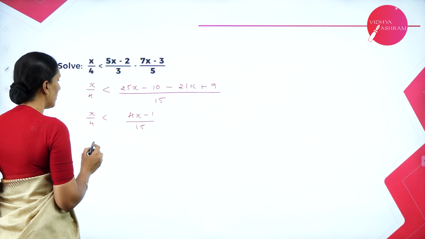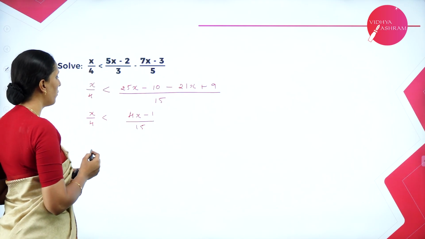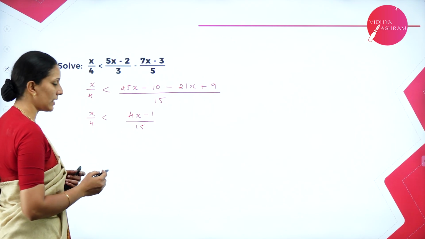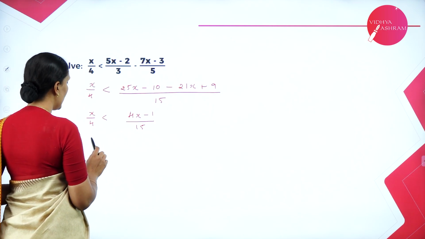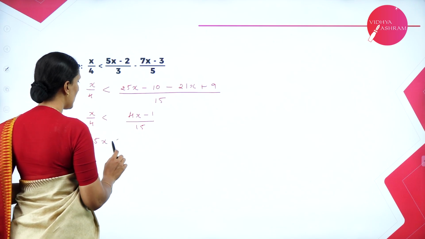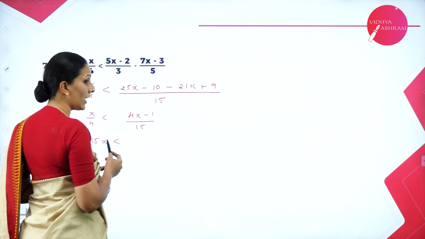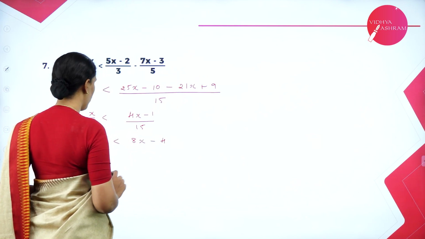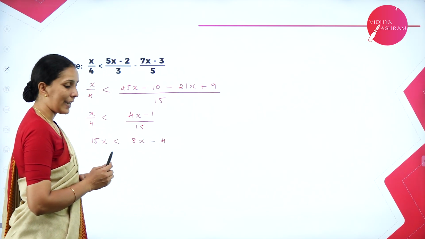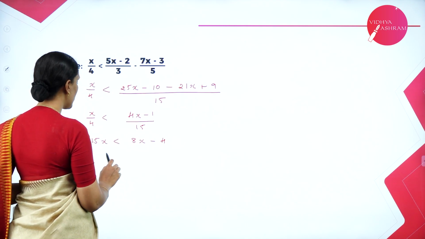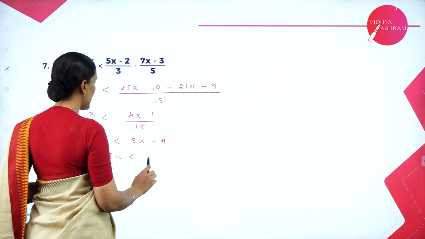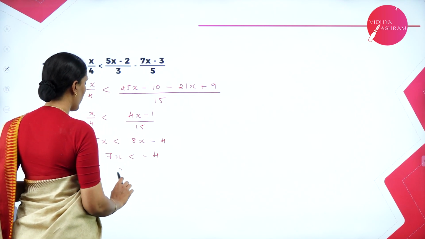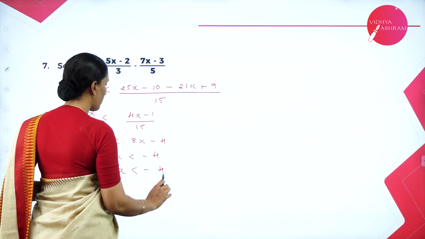So again, we'll take the LCM of 15 and 4, which is 60. So if we multiply 60, then this is 15x less than, and here it gets cancelled, 4 fours are, so 8x minus 4. Now we'll subtract 8x on both sides, so we will get 7x less than minus 4. So x less than minus 4 by 7.